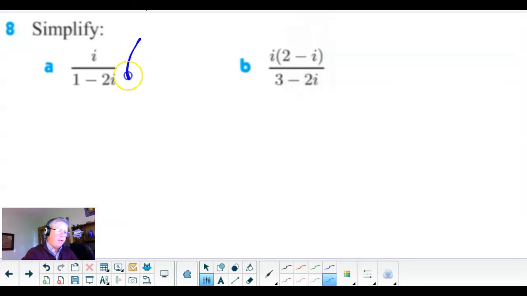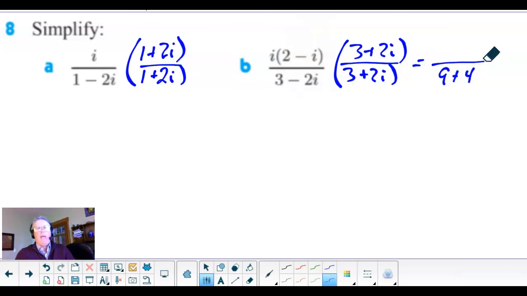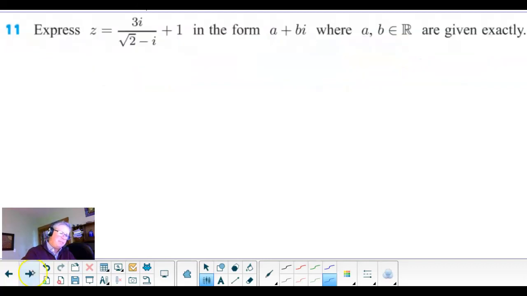Hey, I'm not going to do these problems. I'm just going to start you. I would choose to multiply by top and bottom 1 plus 2i, and then 3 plus 2i over 3 plus 2i. Hey, I know on the bottom I'm going to get 9 plus 4, so I'm done there. Hey, whatever happens on the top happens. You're going to multiply this maybe first, or maybe you do the 2 minus i, 3 plus 2i, doesn't matter.